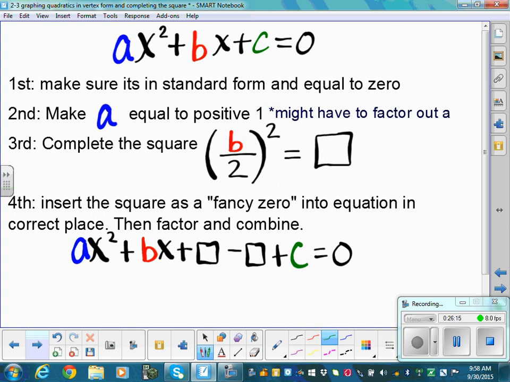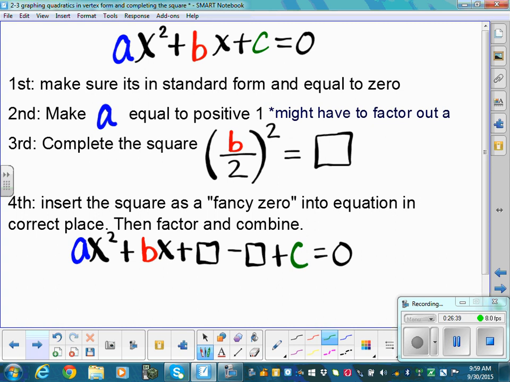So you're going to insert your square as a fancy 0 into the equation, and you have to put it in the correct place. And then you're going to factor and combine. So look right here. Notice I added a square and subtracted a square. What's plus square minus square equal to? 0, right? So we're adding a fancy 0 into our equation.